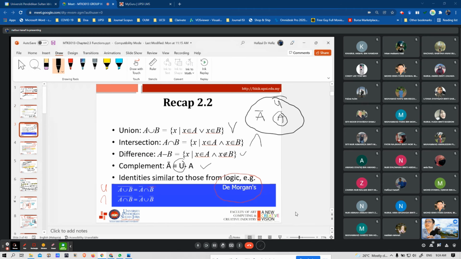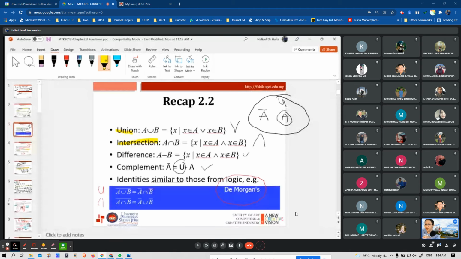This one is also a recap. For the logic, union refers to the OR, and then we have intersection, which we represent by the intersection symbol. For the difference, set A minus set B, x is an element of set A and x is not a member of set B.